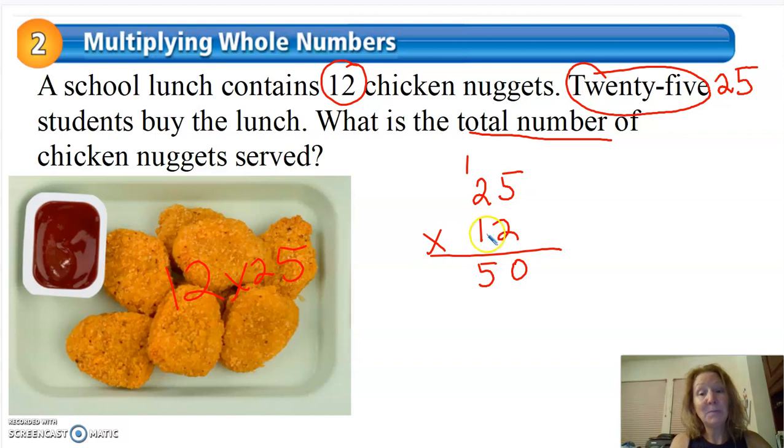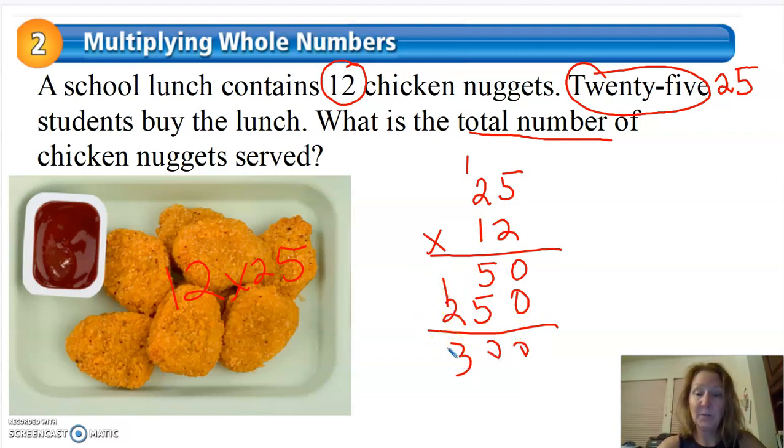But it's in the tens place, so before I start multiplying this 1 times 5, I have to put a 0 there. 1 times 5 is 5, and 1 times 2 is 2. Okay, 0, 1. All right, so it looks like 300 chicken nuggets were served.